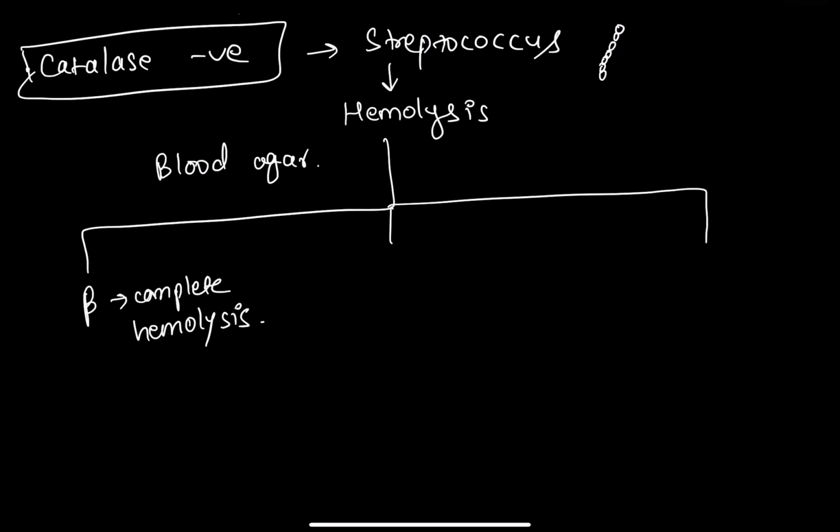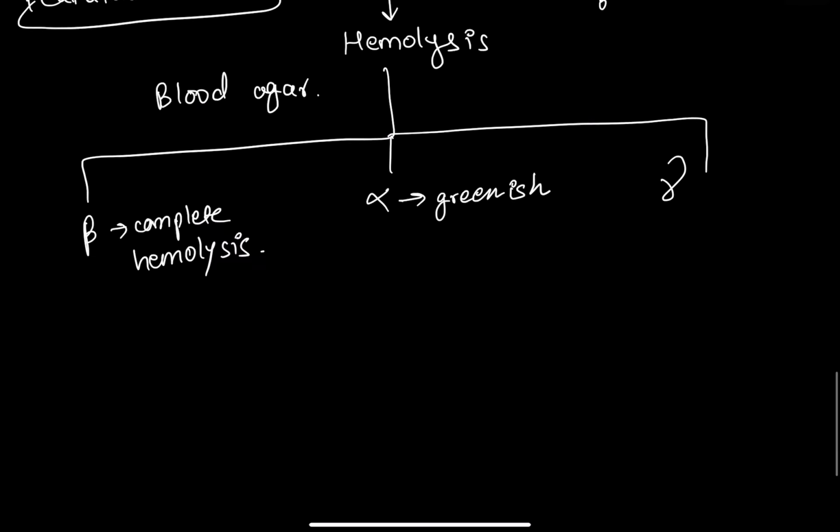And the organisms that cause partial hemolysis are known as alpha hemolytic streptococci, and they give a somewhat greenish color. And the organisms that cause no hemolysis are the gamma hemolytic streptococci. Now, we further have to divide these organisms on the basis of antibiotic sensitivity tests.